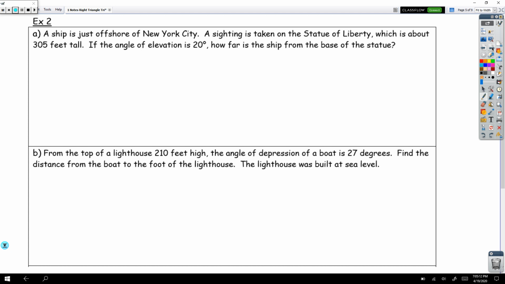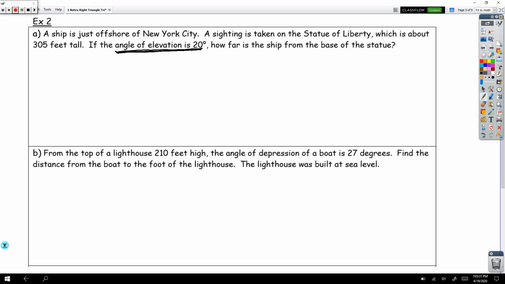Looking at the first one here. A ship is just offshore of New York City. A sighting is taken on the Statue of Liberty, which is about 305 feet tall. The angle of elevation is 20 degrees. How far is the ship from the base of the statue?